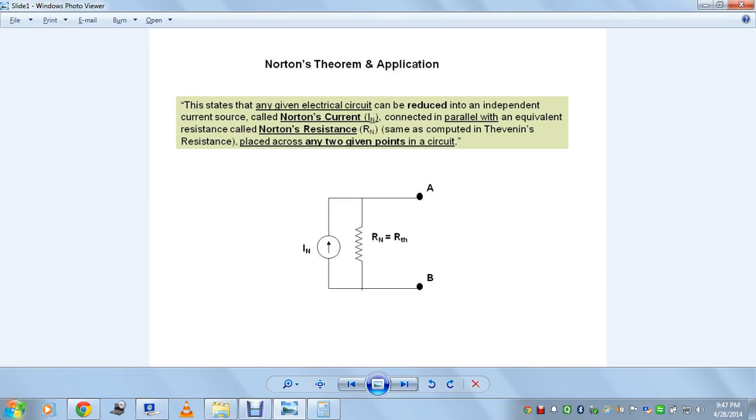Hi guys, today I'll give a small demonstration regarding Norton's theorem. In my earlier video you would have seen the application of Thevenin's theorem and the theorem itself, where I explained the purpose and how to apply it in a given circuit. Now in this session we will see the application of Norton's theorem and its definition.